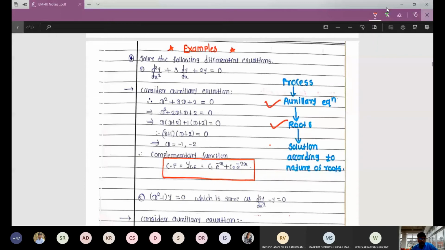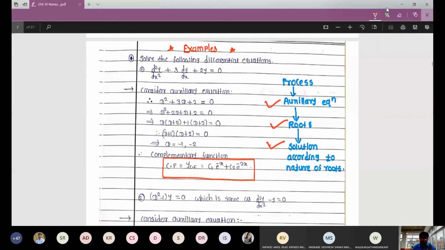Consider the auxiliary equation. So what is the auxiliary equation? Corresponding to this, we have d square as it is. Corresponding to dy by dx, we have 3d, and constant term 2 equal to 0. Now my aim is to find the roots. The choice is yours: use a calculator, use the quadratic formula, or use the factorization method. Here I am going to use the factorization method.